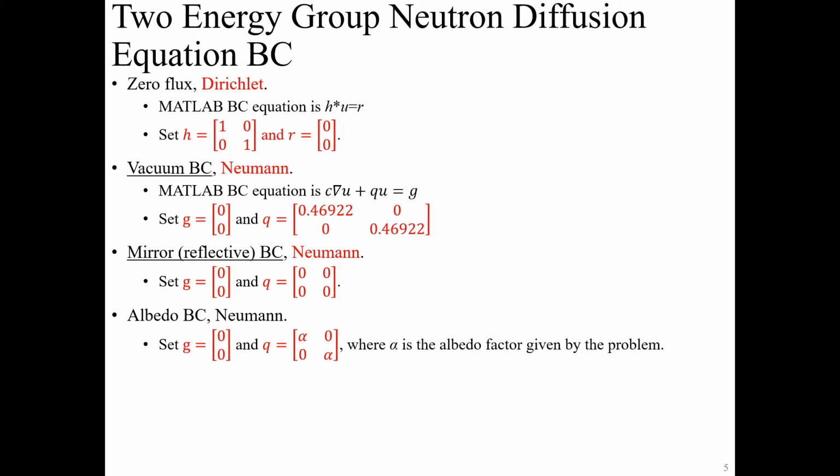For the Neumann vector boundary condition, G is all 0, and Q is equal to 0.46922 times an I matrix. Then for the mirror, it is all 0. For the albedo boundary condition, it is also Neumann, and the only difference is that this Q is alpha. Alpha will be given as the albedo factor given by the problem.